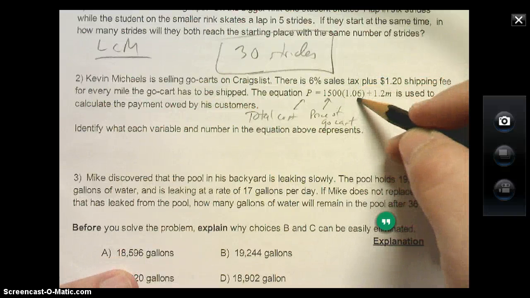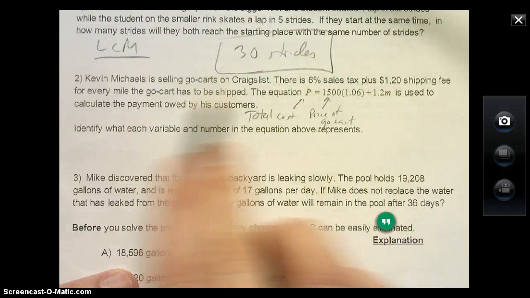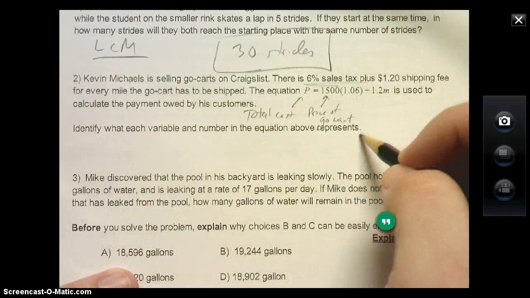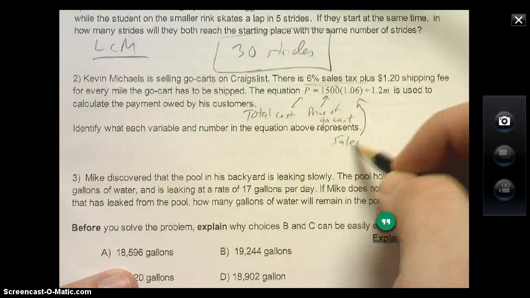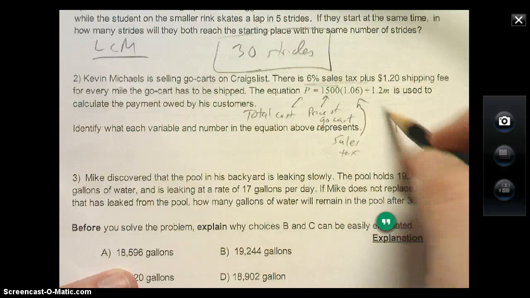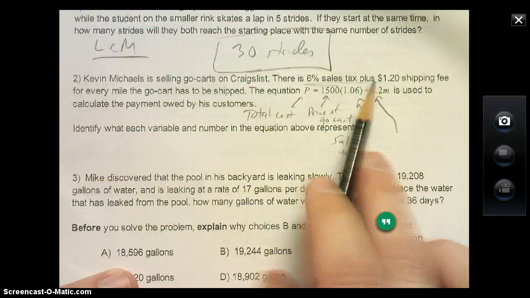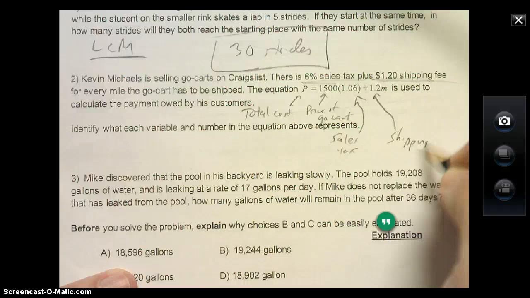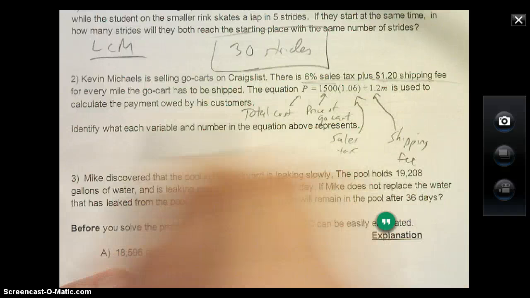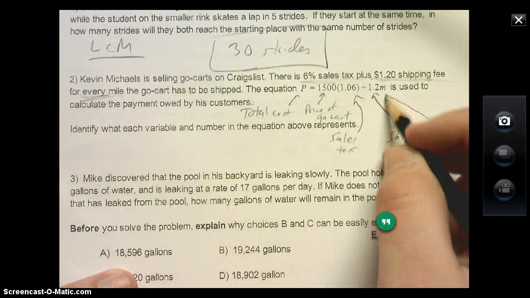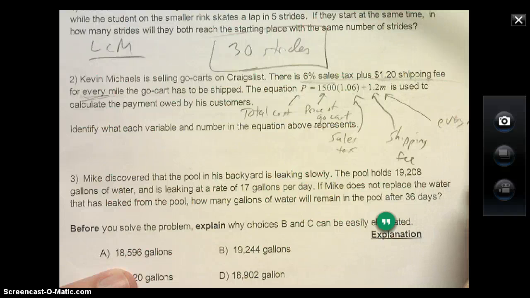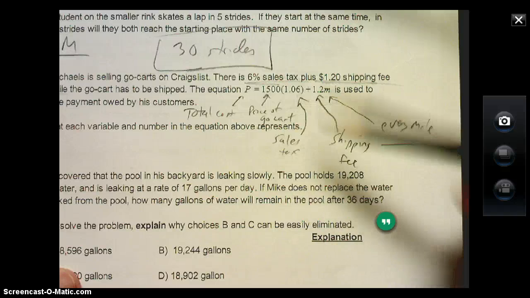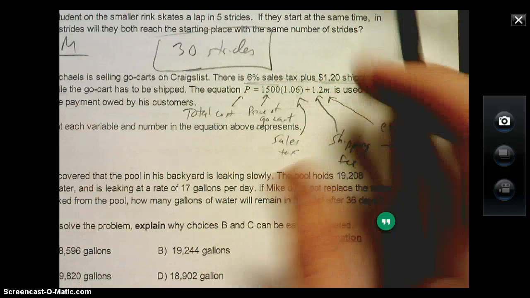Good. The 1.06, look back through here, what stands out to you? Here's your 6% sales tax. That's just what it is, sales tax. 1.2, that's right there next to it, the shipping fee. And M is for every mile. So all the answers to a problem like this are right in the context of the problem. Just take a look at it, and it should be in good shape.